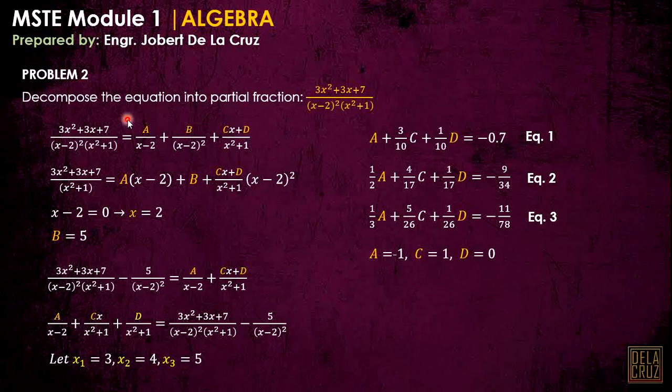So this equation here can be rewritten like this, or our partial fraction is this. A is negative 1 over x minus 2. B is 5, so 5 over x minus 2 squared. Then C is 1, so that will be x over x squared plus 1. Take note, our D is 0, so we go straight on. And that will be the answer.